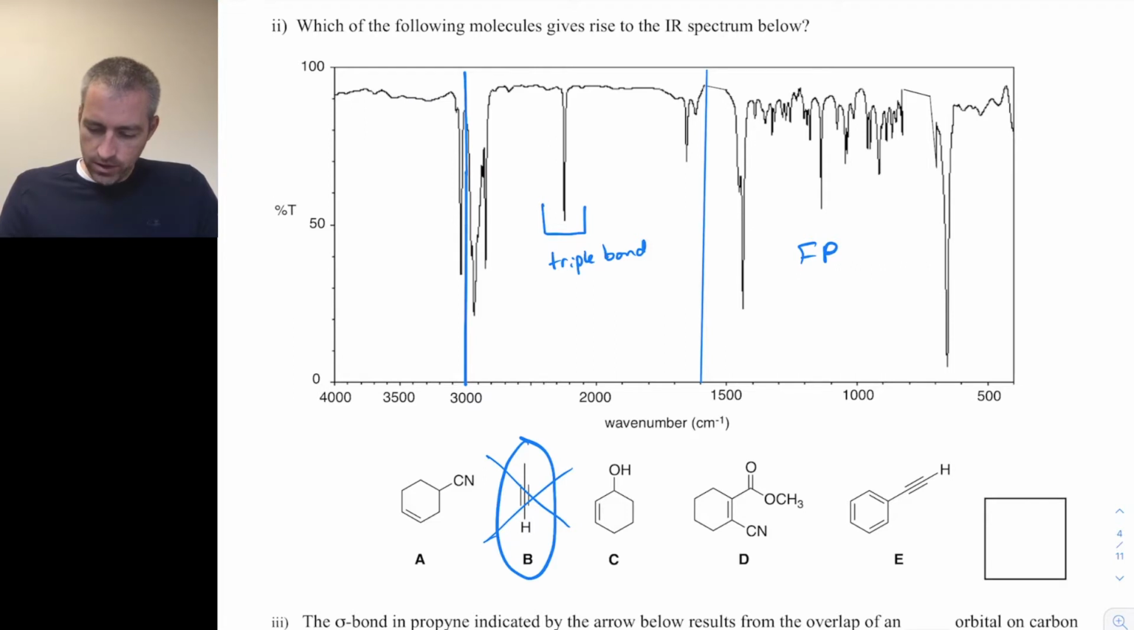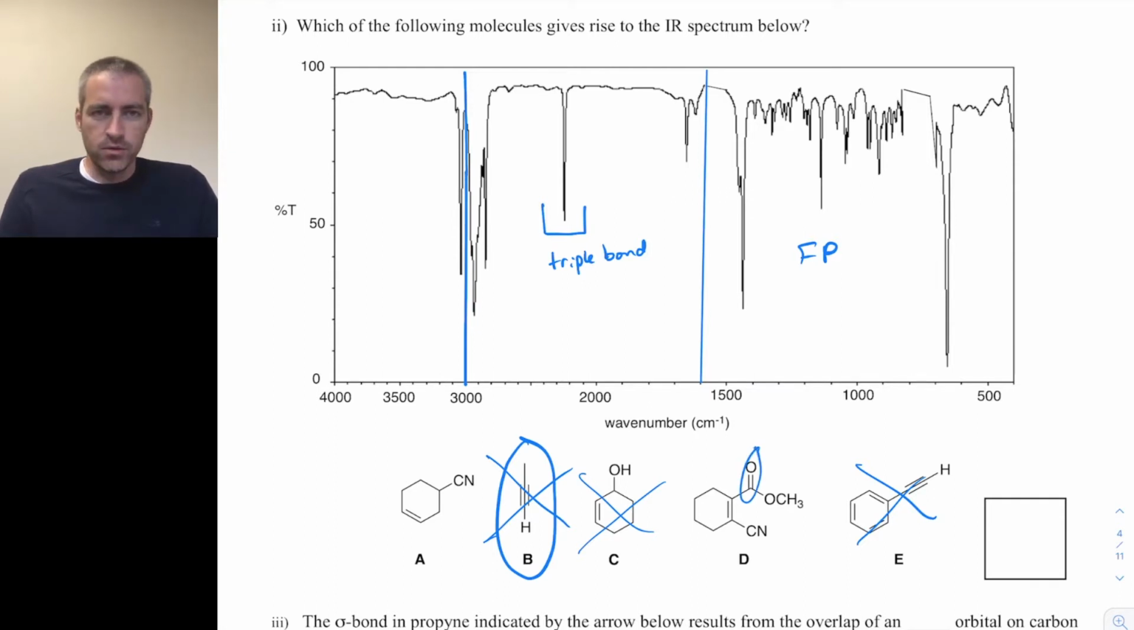We can also get rid of E because it's also a terminal alkyne. We know it can't be a terminal alkyne. And we can get rid of C because C doesn't have the triple bond stretch. So we're down to looking between A and D. D we can kind of rule out though, because D has a feature, or should have a feature, that we don't see in our spectrum.